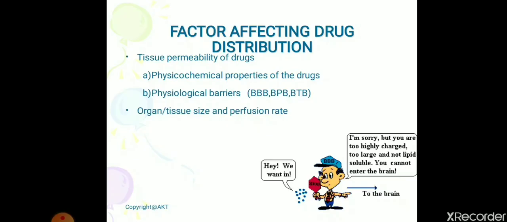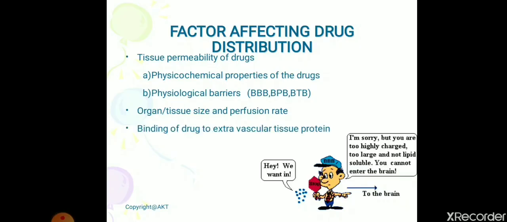Second factor, organ or tissue size and perfusion rate. If the organ size is more, the distribution will be more compared to other areas of the body. And perfusion rate means the amount of blood flow into a particular organ. If the blood flow to a particular organ is more, that is, the perfusion rate is more, a greater amount of the drug will be delivered to that tissue.